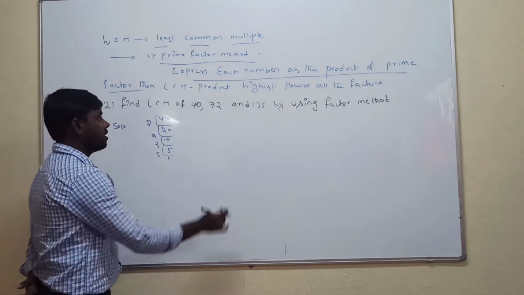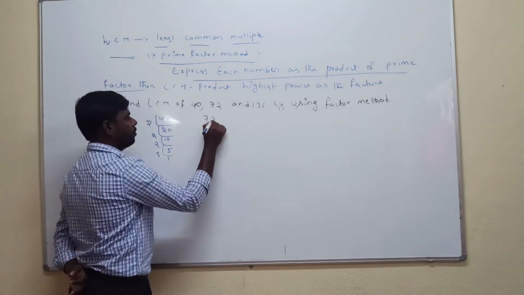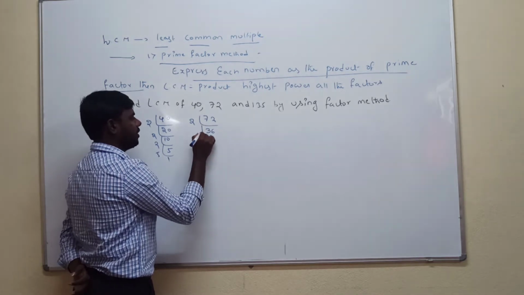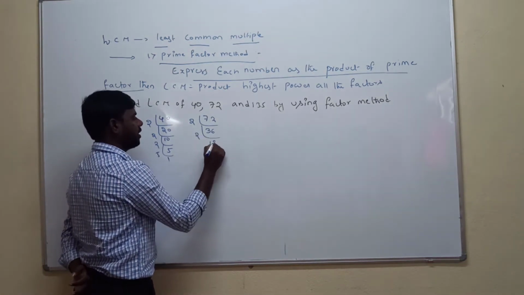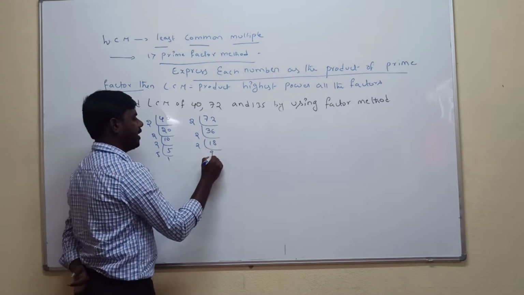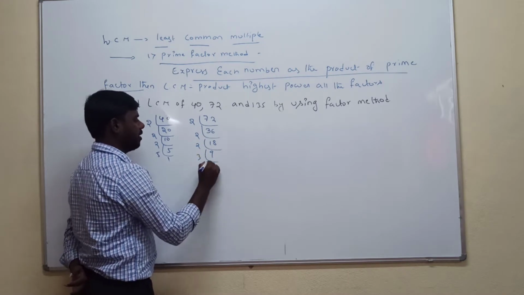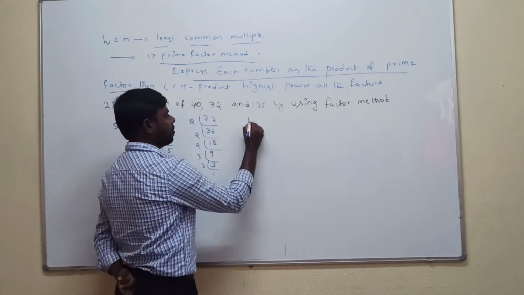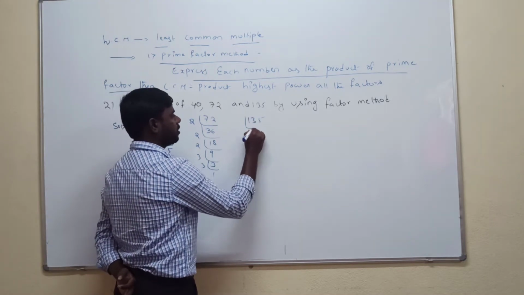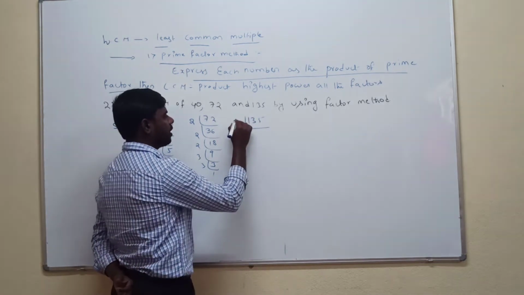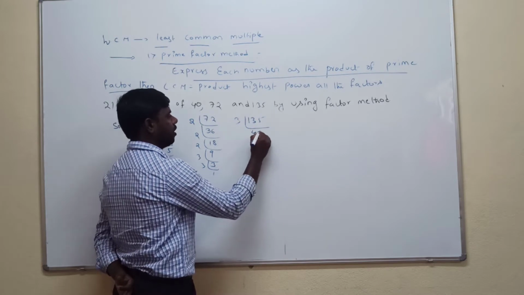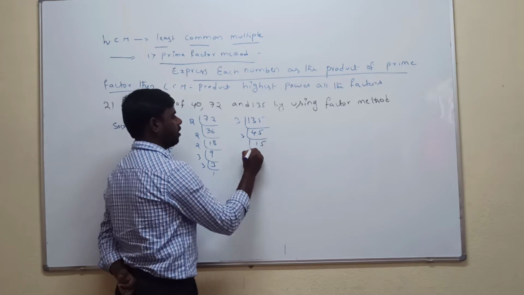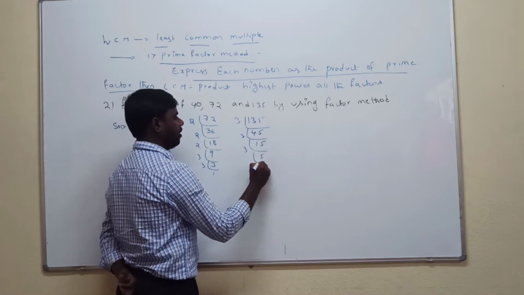The second element is 72. Take the least prime number 2: 2 into 36 is 72, 2 into 18 is 36, 2 into 9 is 18, 3 into 3 is 9, 3 into 1. So remainder 1 at the end of the division. The next element is 135. 2 is not divisible, so we take 3: 3 into 45 is 135, 3 into 15 is 45, 3 into 5 is 15, 5 into 1.